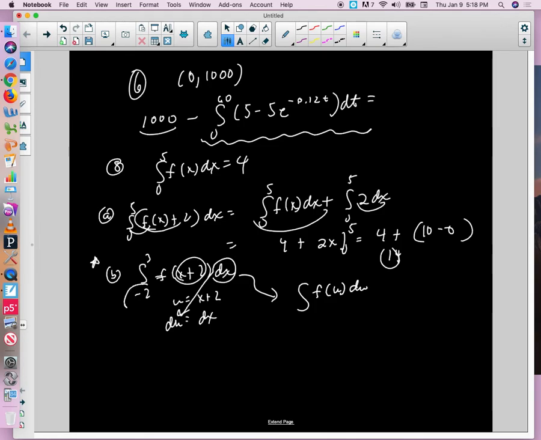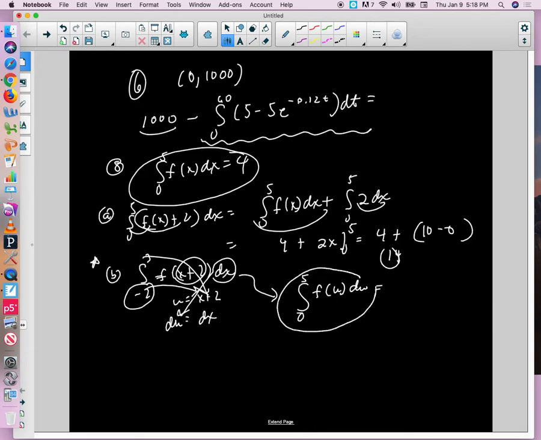And my new limits of integration: if I fill in negative 2 right here, u is 0. If I fill in 3 right here, u is 5. And so according to this, it doesn't really matter if the variable changes, if this function from 0 to 5 would equal 4. And so you may wonder why on the B part they had 4, but we needed a substitution for that.